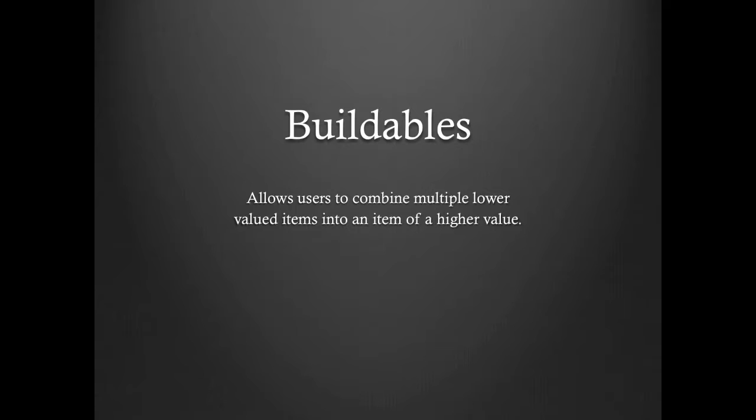The first one up is the buildables mechanic. Now, the buildables mechanic allows users to combine multiple lower valued items into a higher valued item. A perfect example of this could be making a building. If you're going to build a house, let's say, then you need some nails, you need some wood, you might need some bricks, or whatever the case may be. These lower valued items might be hard or might be easier to get, and you might get a lot of them. So you can combine them into a higher valued item, a house, and get more experience or more value out of the house than you did the wood and the nails, etc.